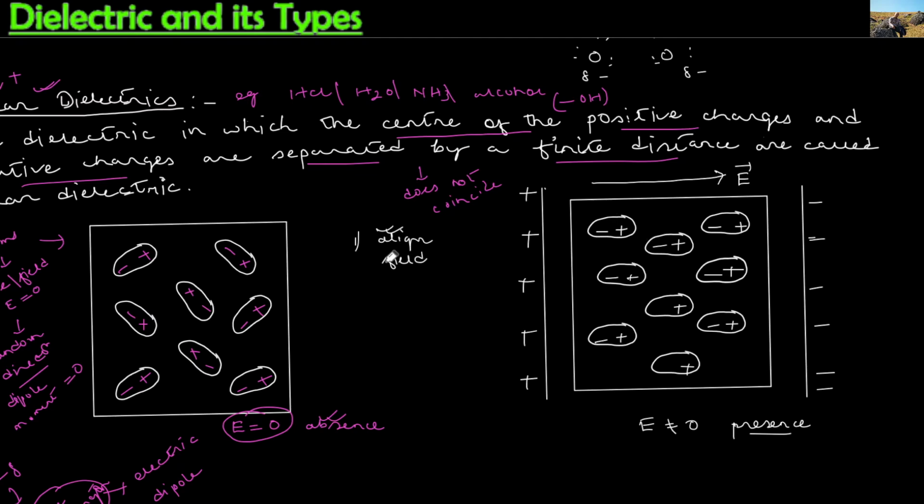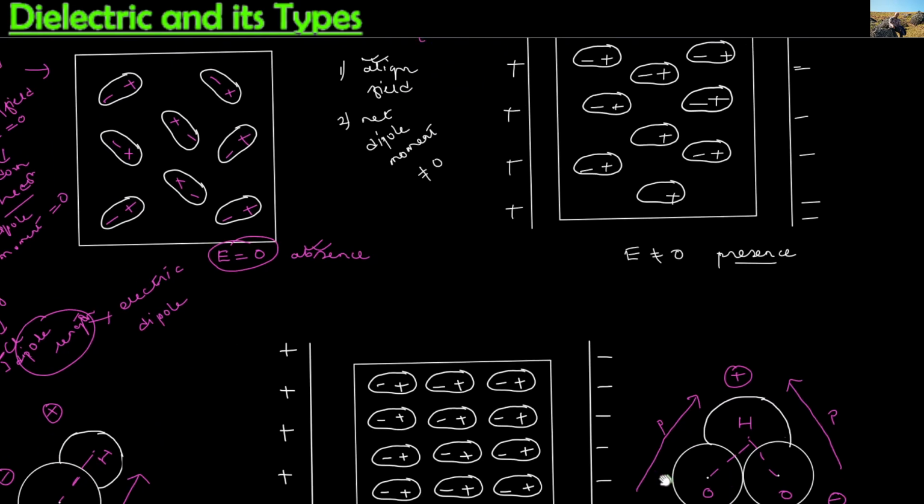But all these dipoles are aligning in the same direction as the field. If they are aligning in the same direction of the field, that means the net electric dipole moment will not be equal to 0. So there will be some electric dipole moment.